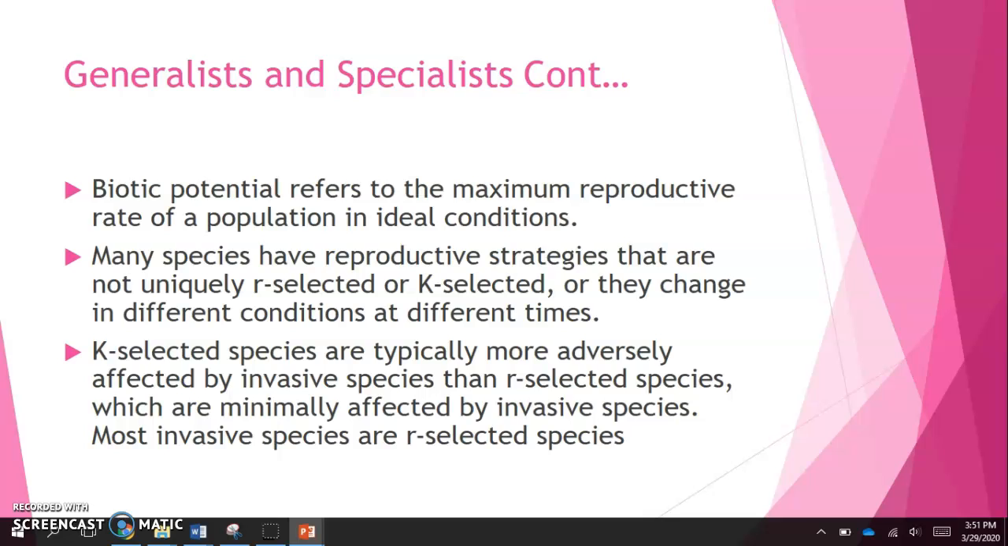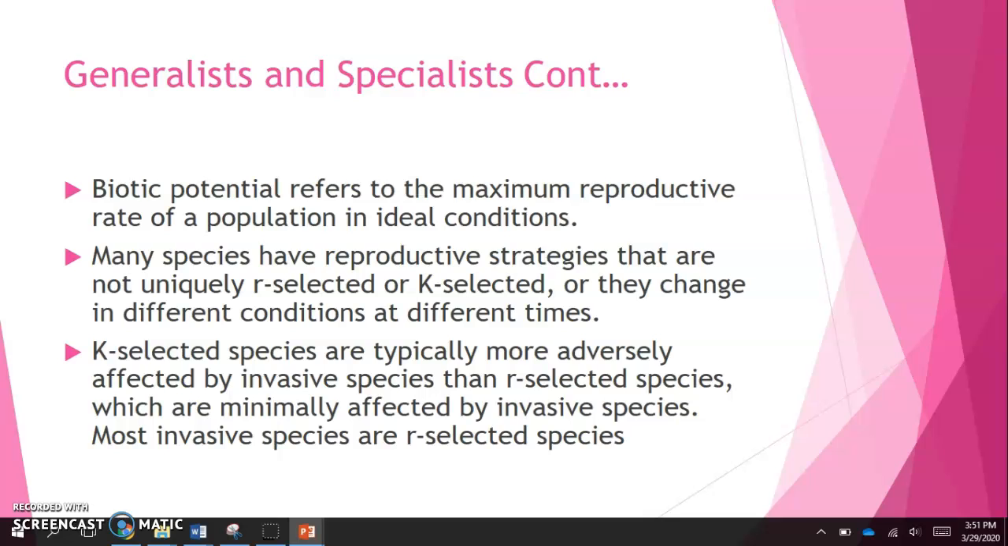And just to review, you should have seen this if you watched the Bozeman Science video, but a lot of species have reproductive strategies that are not R or K selected. So some species fall on a spectrum, and a really great example of that is sea turtles, because sea turtles live a long time. If you guys have ever seen Finding Nemo, which I'm sure you have, that turtle, he's like 150 years old or something.